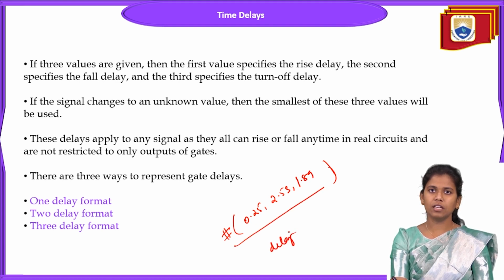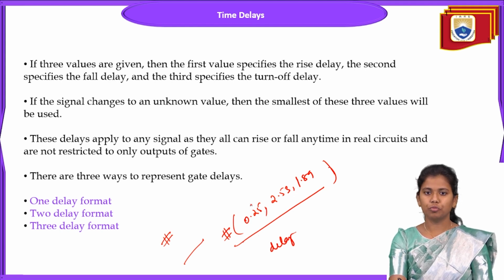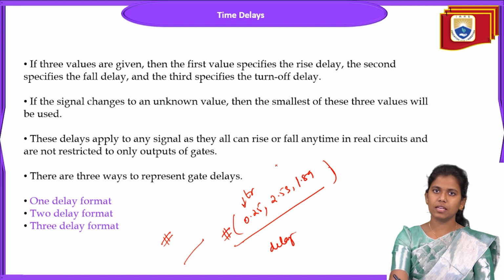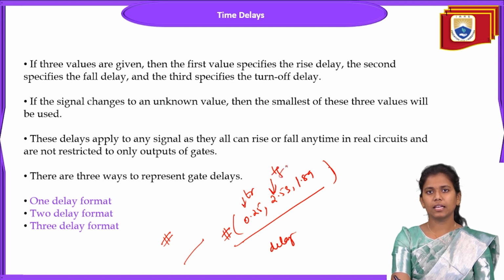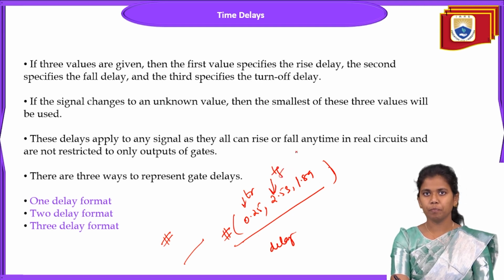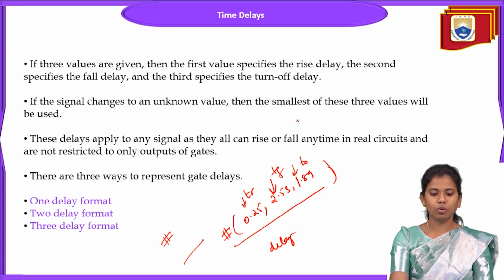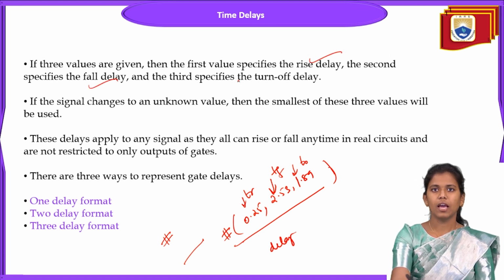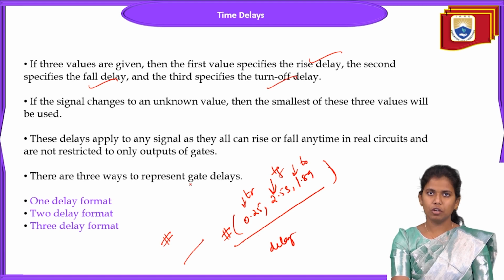Okay, so these are the delays. Usually we represent the delays with the hash code, #D. So this is nothing but the delay. Here I have three numbers. The first number I can consider for rise time, the second for fall time, and the third for turn-off time. So when three values are given, the first value specifies the rise time, the second specifies the fall time, and the third specifies the turn-off time.